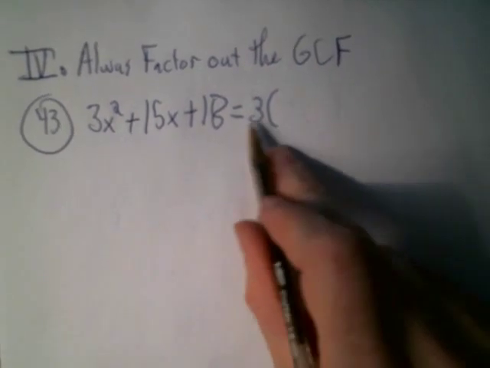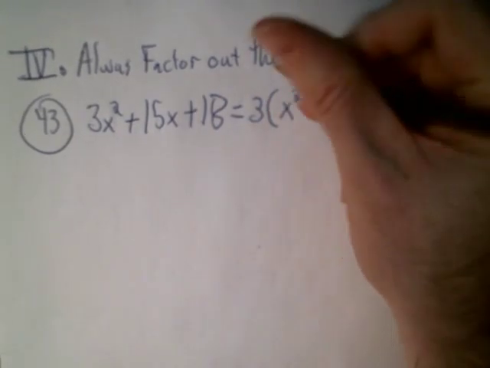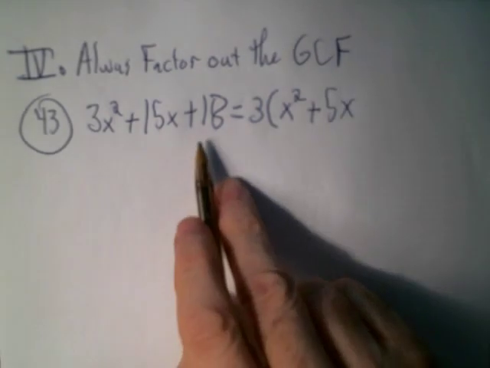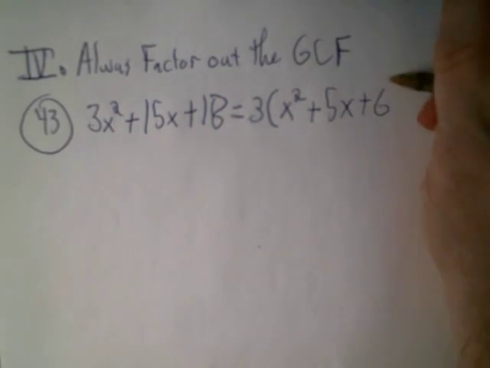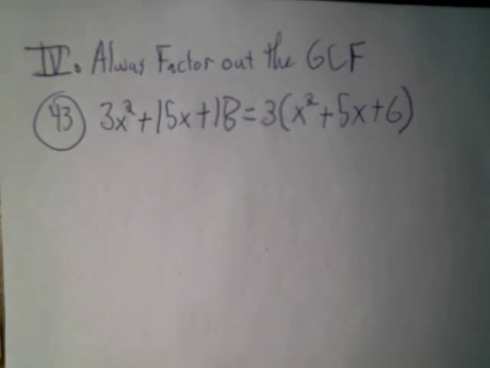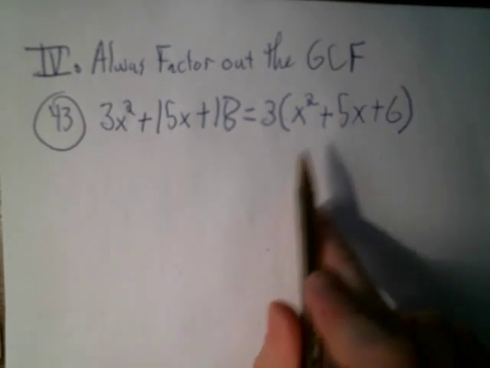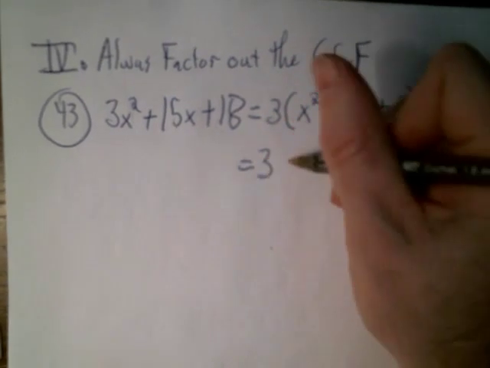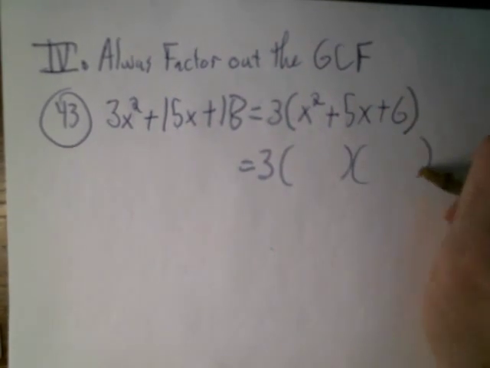Okay. So 3 times what is 3x squared? That's x squared. 3 times what is 15x? It's plus 5x. And then 3 times what is 18? That's 6. Okay. And then I can go ahead and factor this using the tools we learned in this section. So now I'll write 3 and then set up my parentheses.